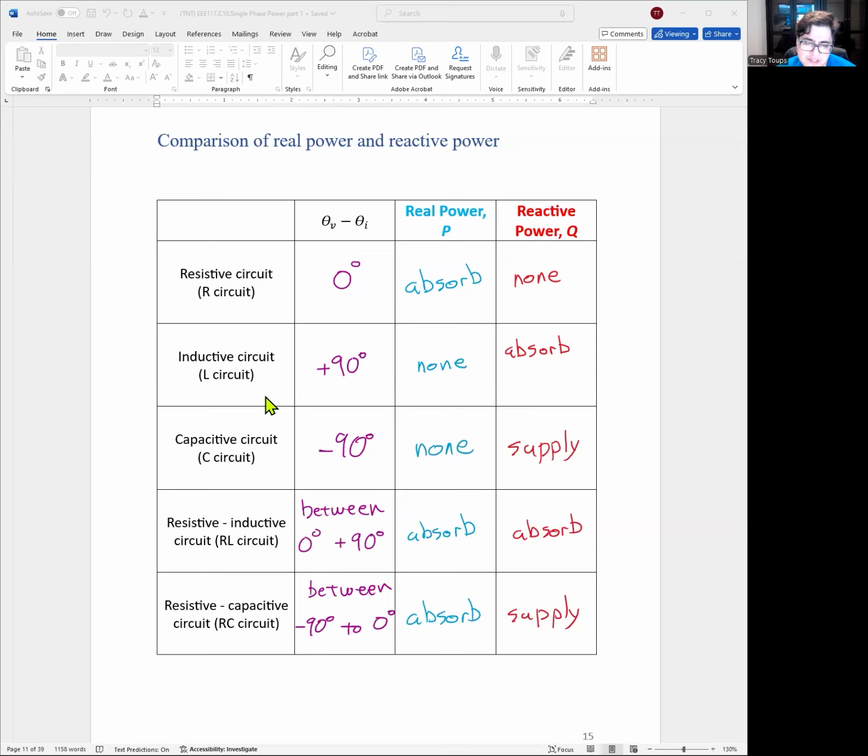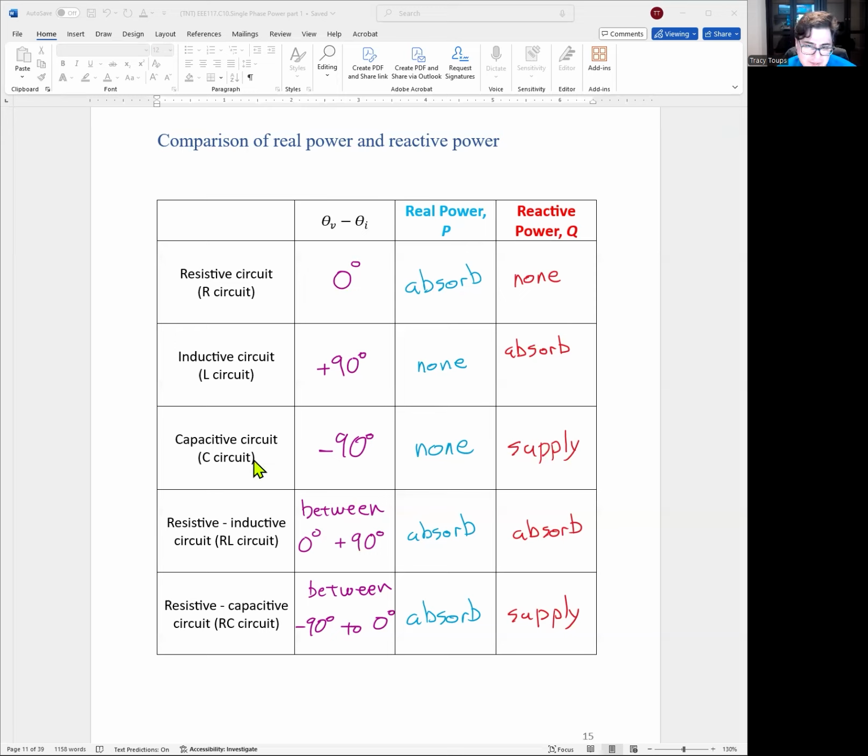If you have a purely inductive circuit, so it's only an inductor in the circuit, you're going to have exactly positive 90 degrees phase shift between the voltage and the current. You'll have no real power P, and your reactive power Q will be absorbed from the circuit. So an inductor always absorbs reactive power.